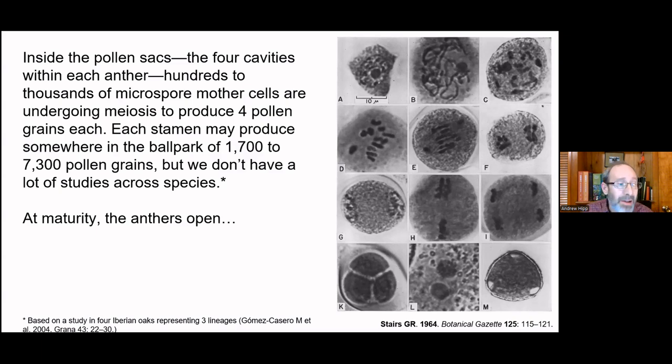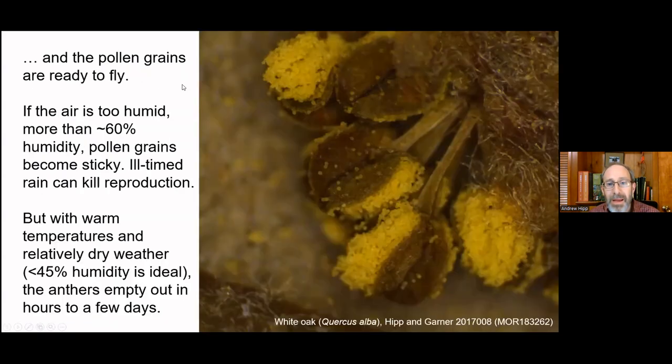We don't have a great count on this. There's not a lot of studies across species, mainly because people don't want to count all those little pollen grains. This is an estimate from just a few Iberian oaks. At maturity, the anthers crack open and outpour the pollen grains.